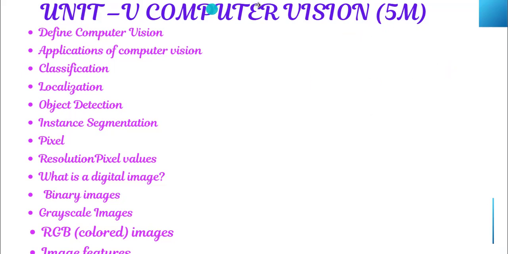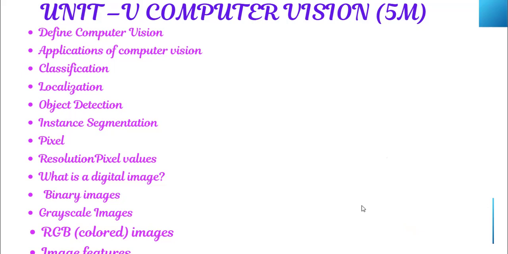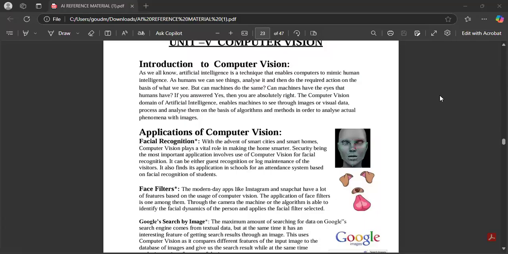So now we will see the explanation of these topics, children, right? First we will start with the definition of computer vision. The definition of computer vision you had learned already in the domains of AI. The same definition you can write over here, children. Or this definition also you can write.